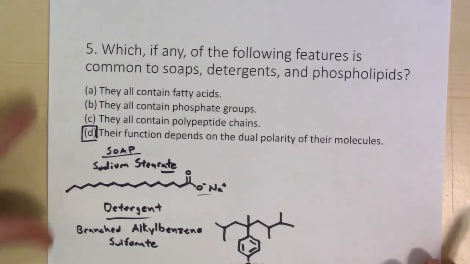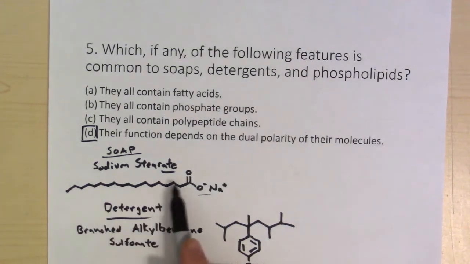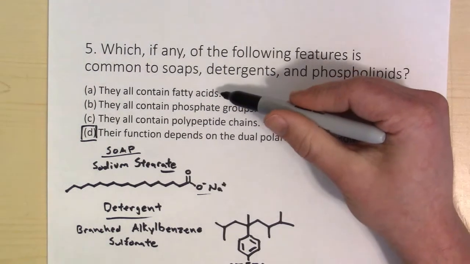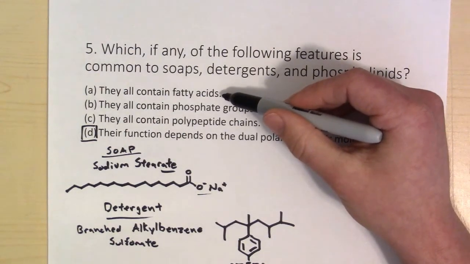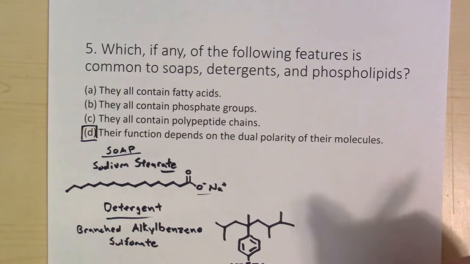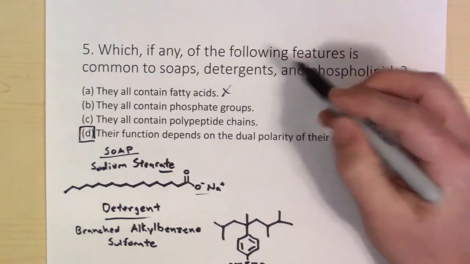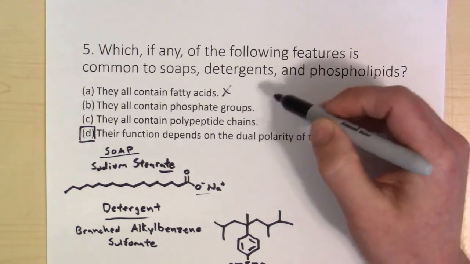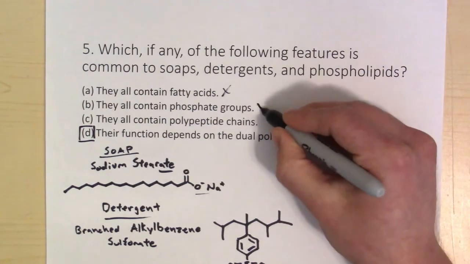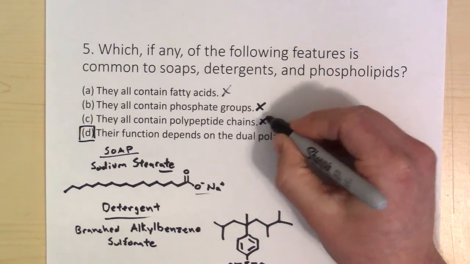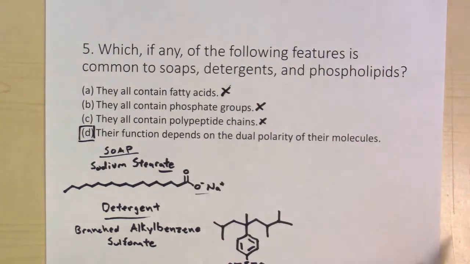Their function depends on the dual polarity of their molecules. You have the long nonpolar portion present in each of the molecules, and the ionic portion, which is also present in each of the molecules. So, looking at the other answer choices, they all contain fatty acids. That's not necessarily true. Detergents don't always contain fatty acids, so that is wrong. B states that they all contain phosphate groups. That's not true. Soaps or detergents, neither of those contain phosphate groups. And C, they all contain polypeptide chains. None of the three that we've drawn contain a polypeptide chain. So D is that their function depends on their dual polarity.